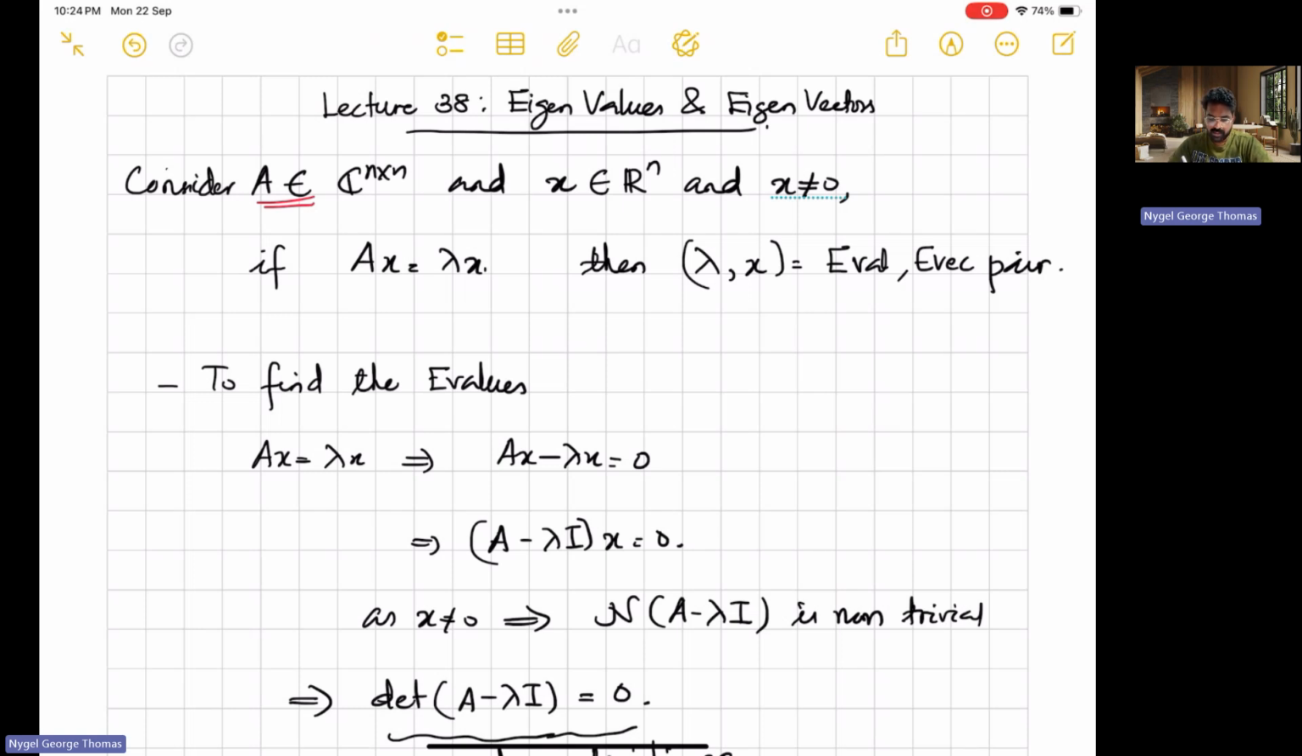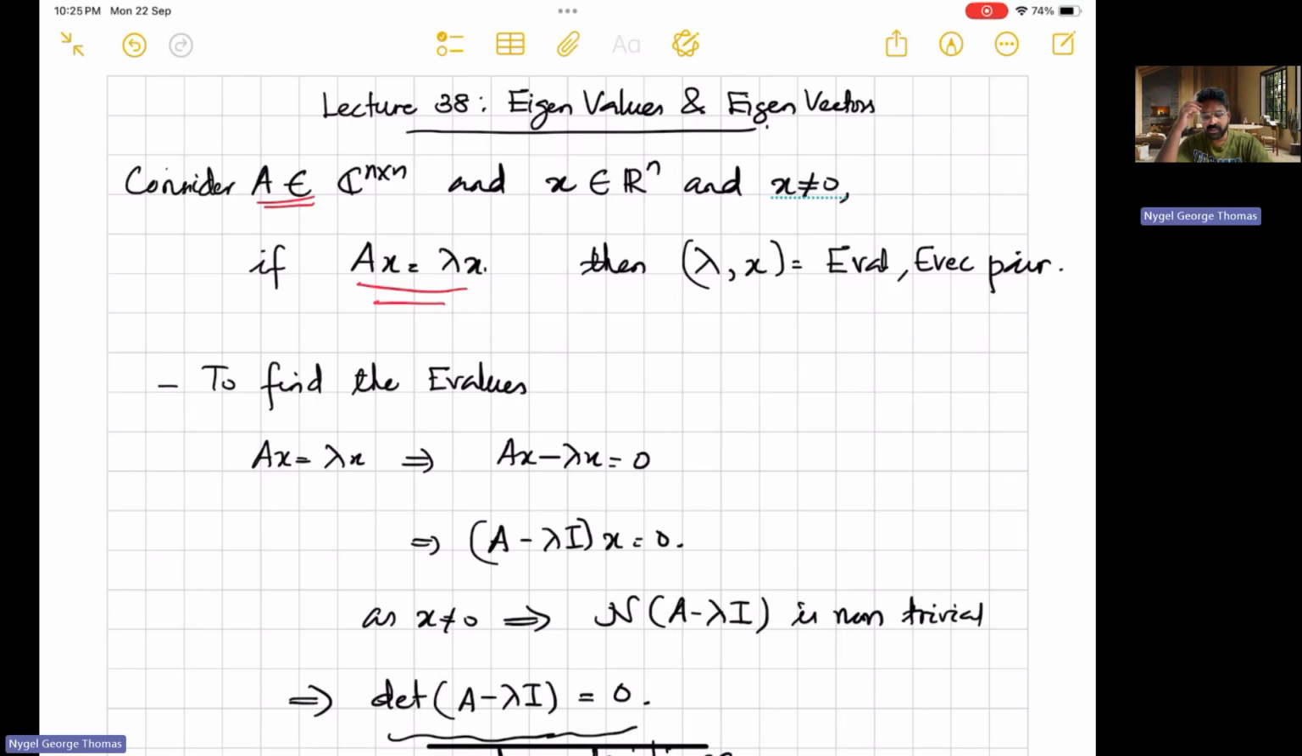And let's say we have an X, which belongs to Rn, or it can also be Cn, doesn't matter. And X is not equal to 0. Then if A into X is equal to lambda X, then lambda and X are called an eigenvalue, eigenvector pair. So what does that mean? It means there is some set of vectors which, when multiplied with A, only undergo scaling under the linear transformation. They don't change direction.